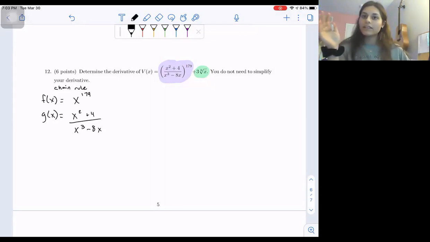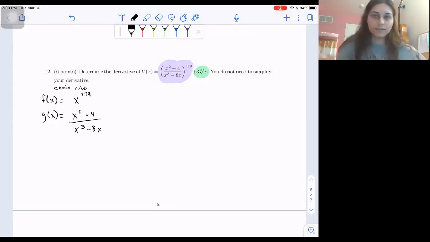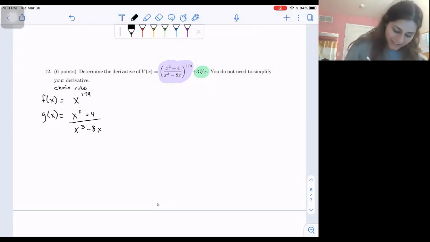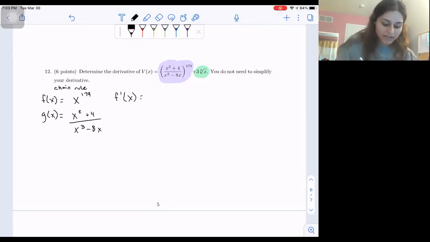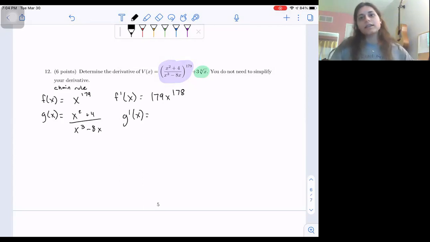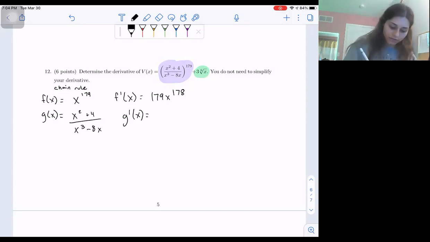All right, so we defined our components of the chain rule, and now we're going to find the derivative of f of x and the derivative of g of x so we can use the chain rule. And we'll just plug it in and we'll be all good. That's the idea, but if we find the derivative of f of x, that's nice and easy. Power rule, we have 179 x to the power of 178. But when we go to find the derivative of g of x, we're like, oh shoot, that's kind of a hard derivative. We can't just do that using the power rule. We're going to need the quotient rule. So to find g prime of x, we're going to use the quotient rule.